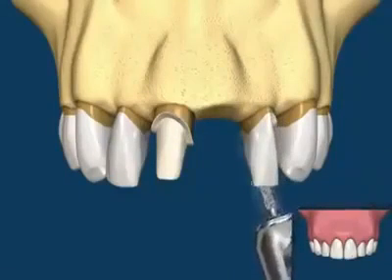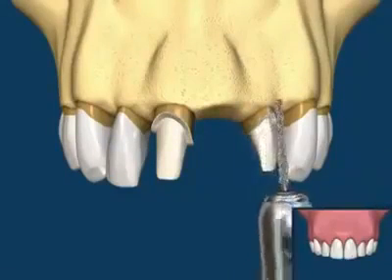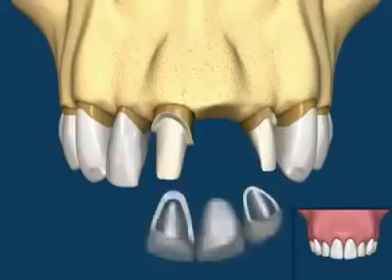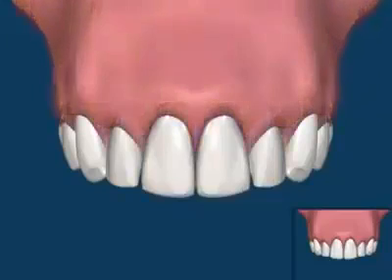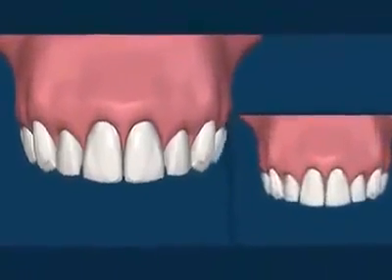A bridge, which is basically two crowns with a tooth in the middle, is cemented on top of these prepared teeth. Comparing the two situations at the early stages of post-treatment shows that they can have similar cosmetic results.